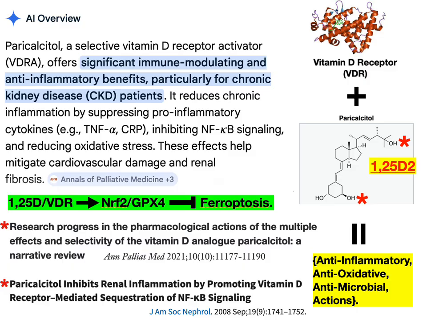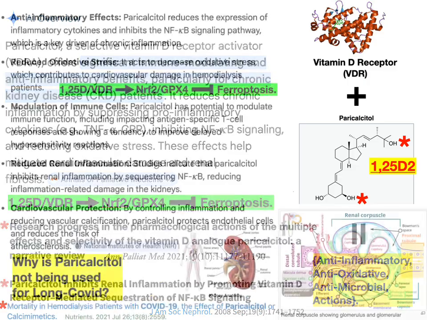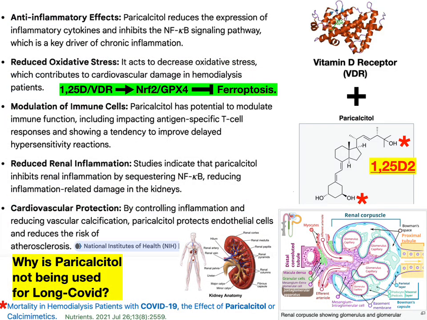On the right is a vertical information vector: the vitamin D receptor plus its agonist, a molecule that activates it, paricalcitol, 1,25 vitamin D2, produces a set of actions: anti-inflammatory actions, antioxidative actions, as well as antimicrobial actions. And so these benefits are well known to nephrologists, physicians who treat chronic kidney disease patients. And AI provides this summary of the benefits of paricalcitol.